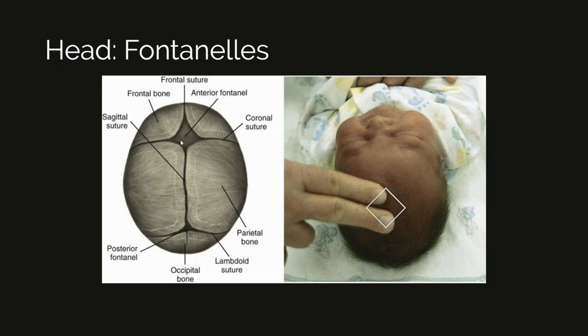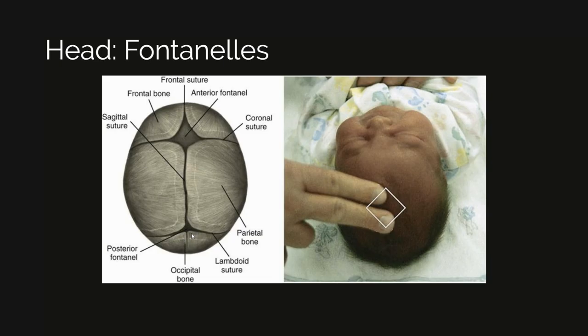You're feeling for fontanelles. Now here's the anterior fontanelle. You can see it's kind of diamond shaped. Not an exact diamond, but it's kind of diamond shaped and it's large and it's towards the front of the crown of the head. It should feel level, should not feel bulging, should not feel sunken. It will close at about 18 months of age. You'll learn more about that in peds.